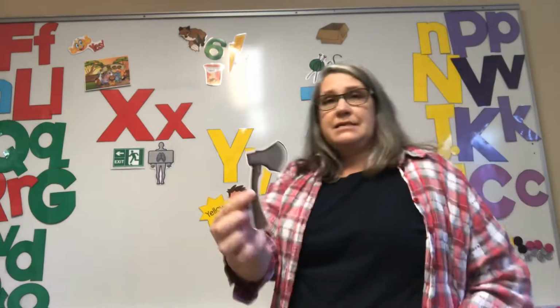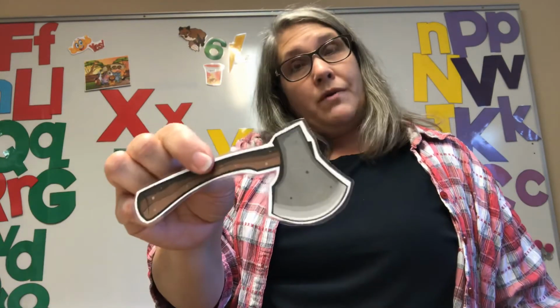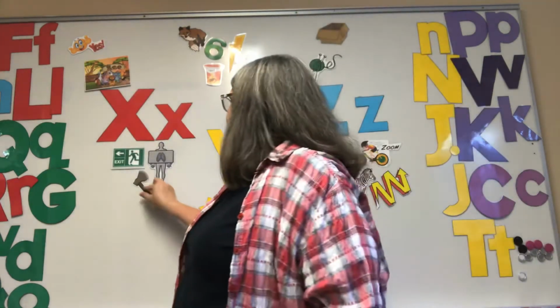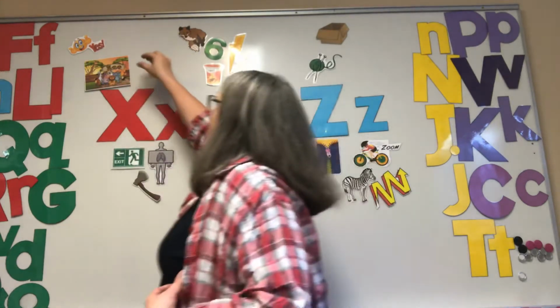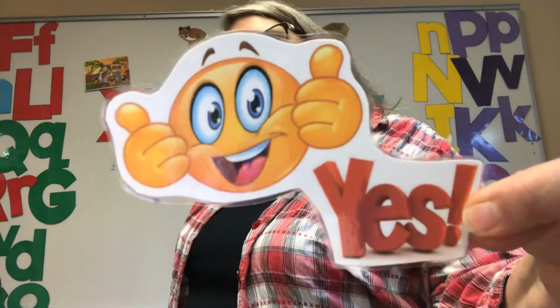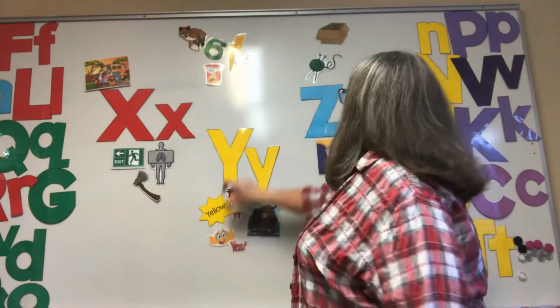Here is an axe. We are going to have a story in a minute about a boy with an axe and an ogre with an axe. Axe. What sound do you hear at the end of the word axe? X. That's right. Letter X. All right, let's get this guy over here. Remember, he's smiling and he's saying thumbs up or yes, yes. And you can see the letter right there. Yes. Starts with the Y.